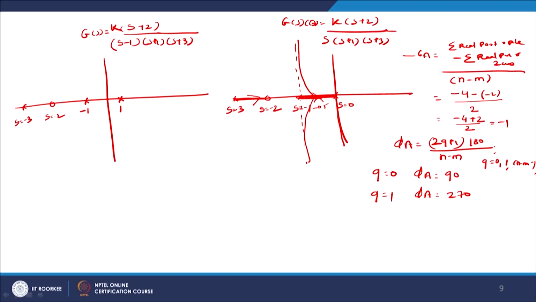Now what about the stability of this system? You will find that you can vary k from 0 to infinity. This is k equals 0, and this is infinity. The system is stable, whatever k we take. But is that possible in real time?